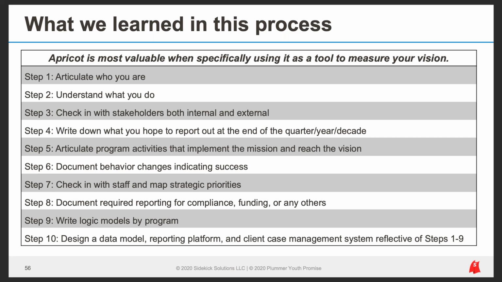I would say that there's 3 different kind of buckets. Steps 1 through 4 really talk about laying that foundation. Who are you? What do you do? What do people think of you? And what do you want to have happen? And then steps 5 through 9 really are talking about the structure of your model. So how are you going to build your programs to deliver on that promise? And then step 10, this is where we talk about how do you design a data documentation and reporting system to support that.